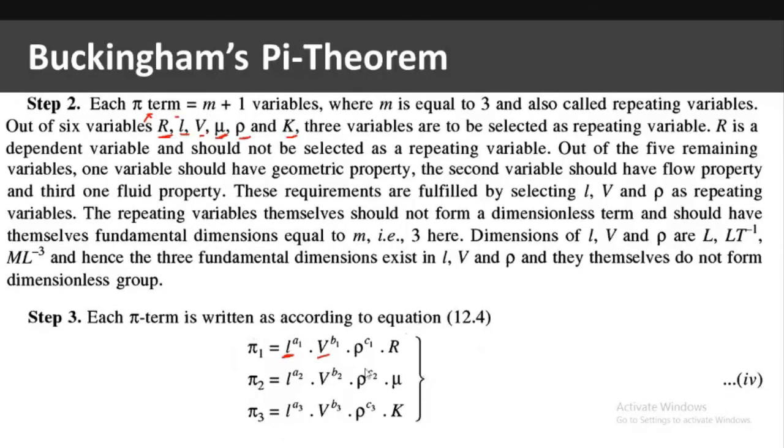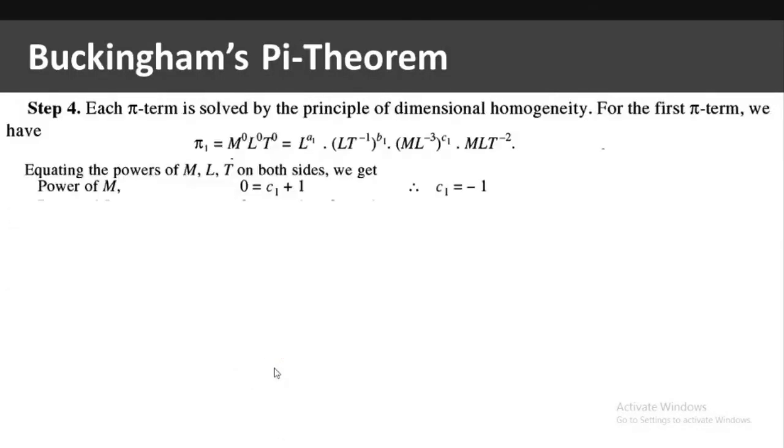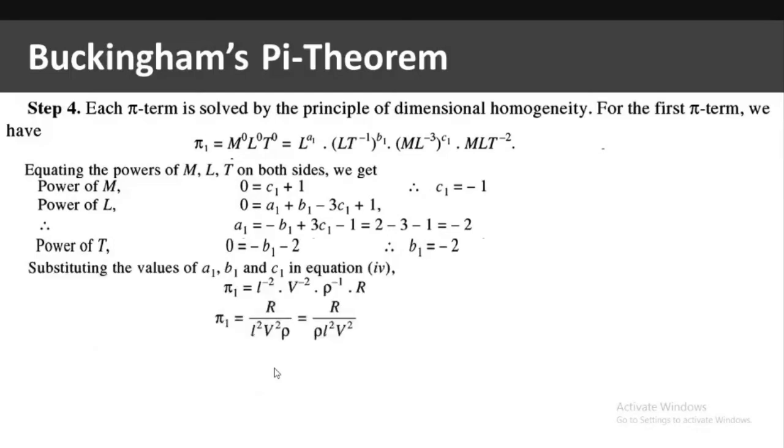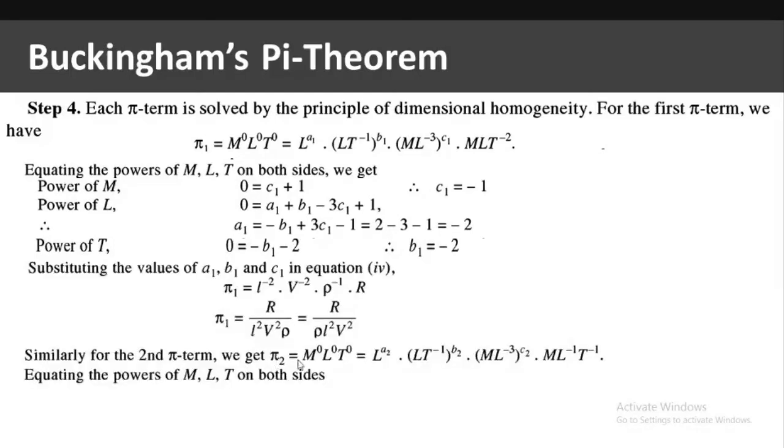Okay, इसको आपको homogeneous equation assume करना है. So our pi2, so pi2 is m0 l0 t0, dimensionless number, so that equals L to the power a2, so it is L1 to the power a2. Then velocity to the power b2, so L1 t minus 1 to the power b2, into mass density to the power c2, so it is m1 l minus 3 to the power c2, into absolute viscosity mu, so mu का dimension है m1 l minus 1 t minus 1.